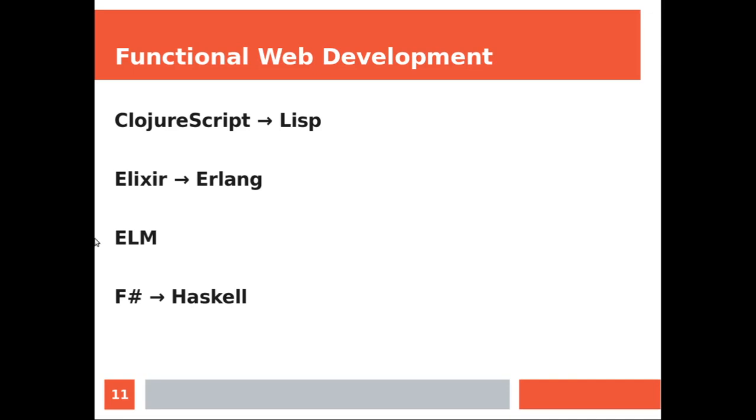So ClojureScript, which is a dialect of Clojure, which is a dialect of Lisp, which is built for web. Elixir, which is based on Erlang, which is built for web. Elm is another functional language, a little bit more unique, built for web. It's very popular for being known as having no runtime errors. That's their big thing. And then F#, which is part of the .NET family, was based on the Haskell programming language.